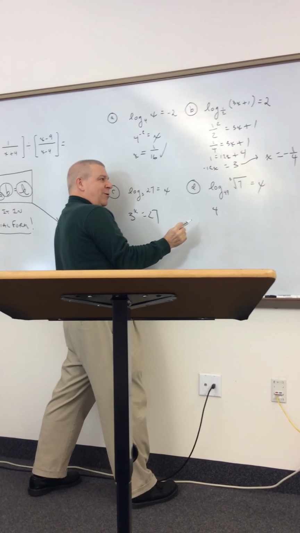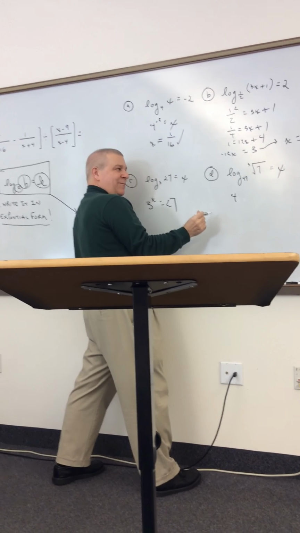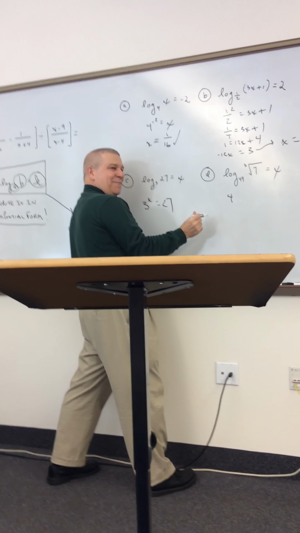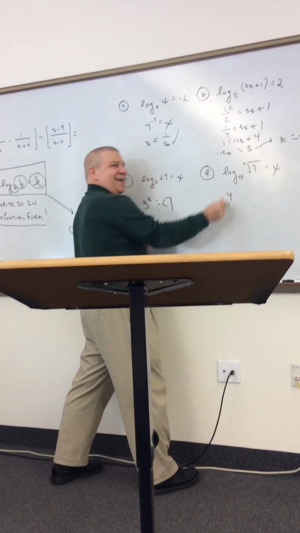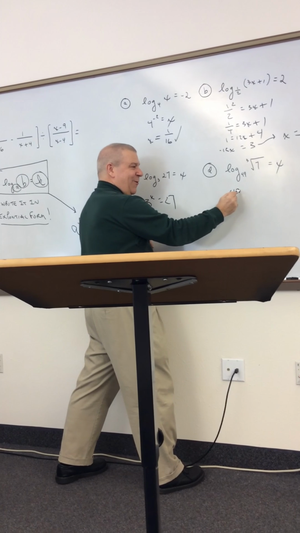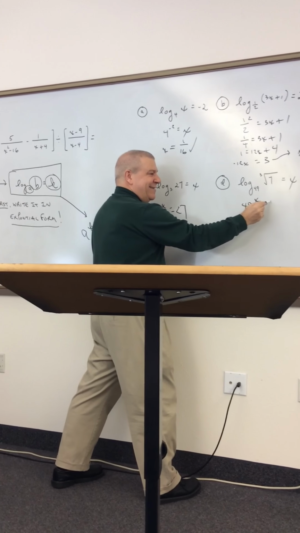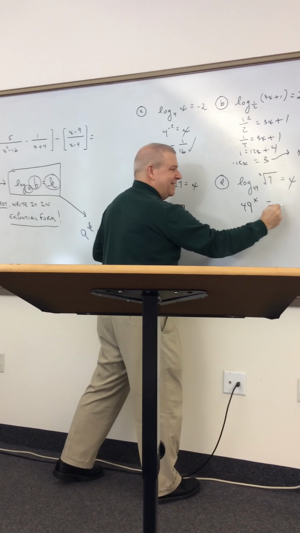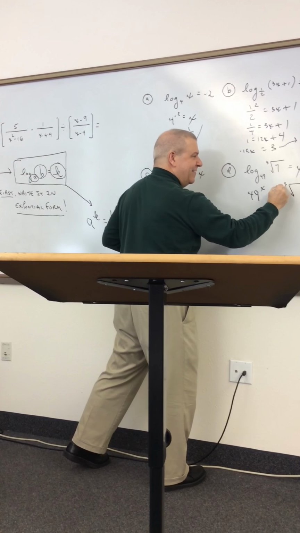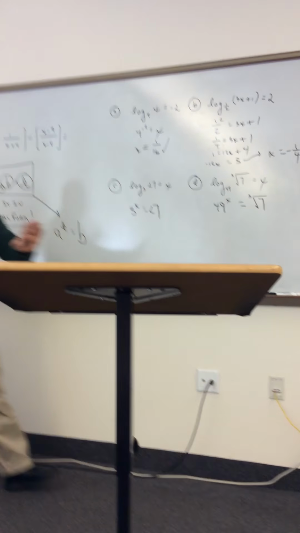Whoa, wait. Oh wow, I was on C, my bad. Wait, are you on B right now? Yeah, I'm on a whole other one. Go ahead. 49 to the x equals, this is 7, well, the cube root of 7 for now.